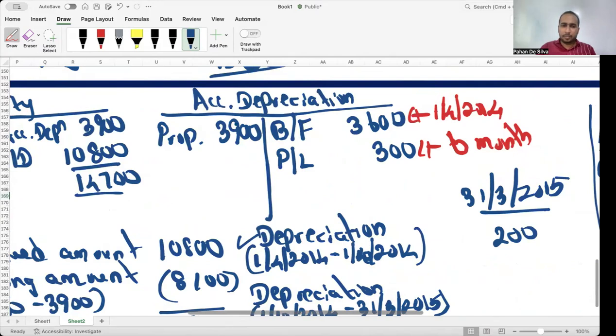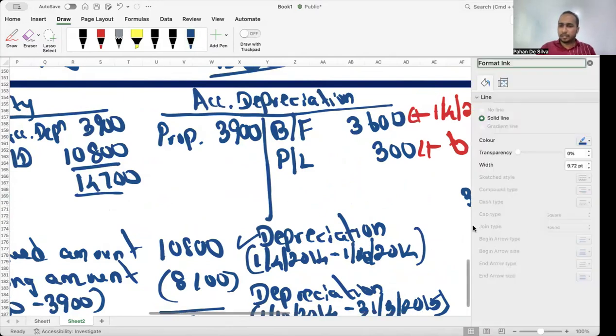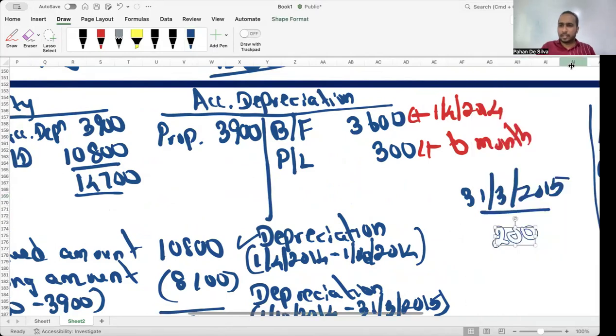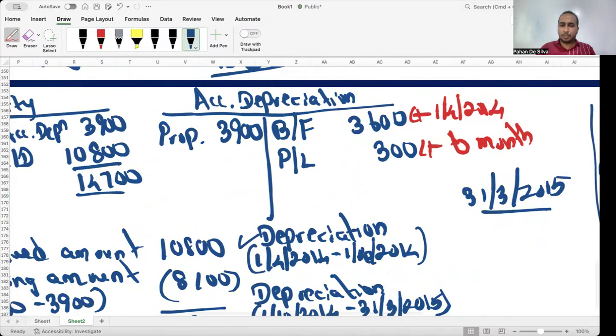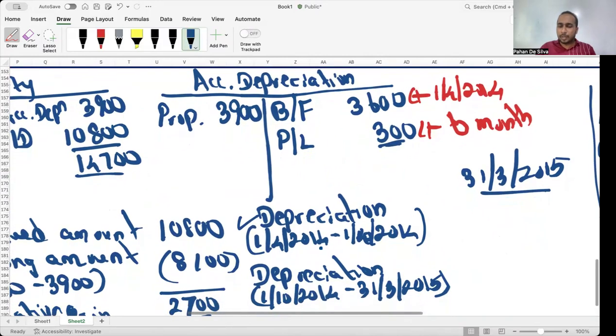Yes, I made a small mistake here. Sorry, just a second. I made a mistake in getting the figures here. The depreciation for the first part of the year is 300. So we have charged 300 for the period from 1st April 2014 to 1st October 2014. So that is the first thing.